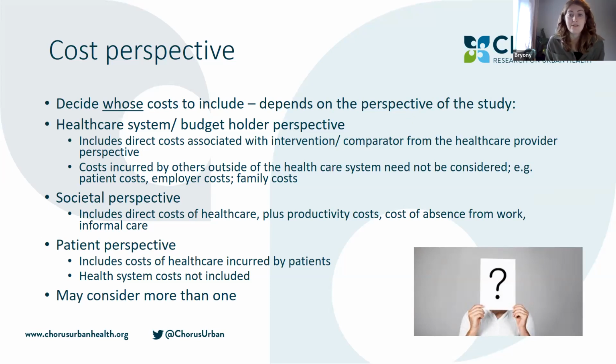The societal perspective includes these same direct costs of healthcare plus productivity costs, costs of absence from work and informal care. So this perspective takes a broader view on the costs at a societal level, and so can be useful in informing policy decisions. The patient perspective includes costs of healthcare incurred by patients and can include direct and indirect costs, but the health system costs are not included.